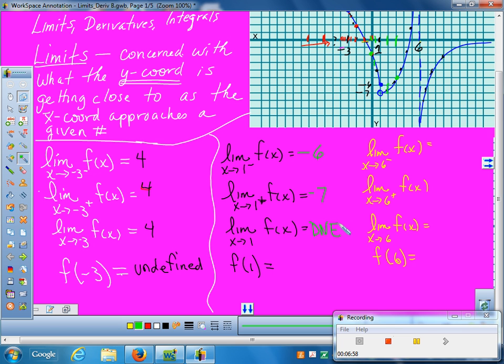Does not exist. We abbreviate it DNE. It can't happen. You cannot have a limit for the left side and the right side if they're not coming to the same number. They have to agree. If the left and the right do not agree, we call that does not exist.